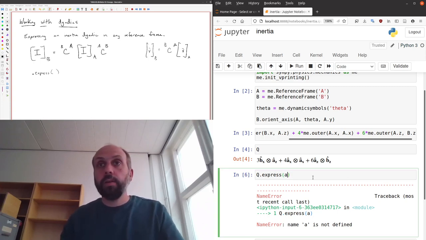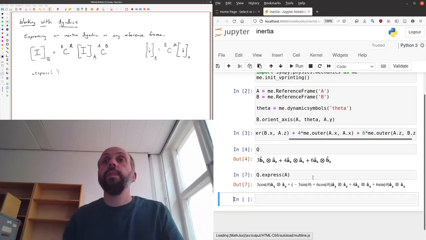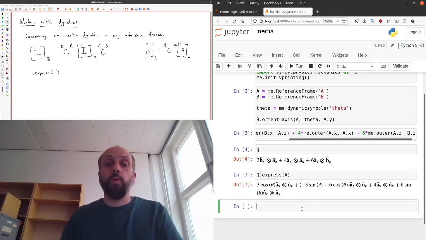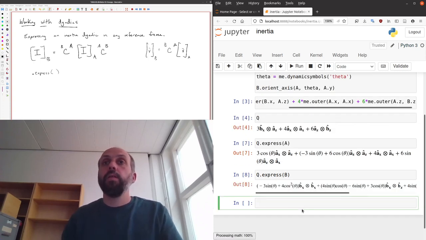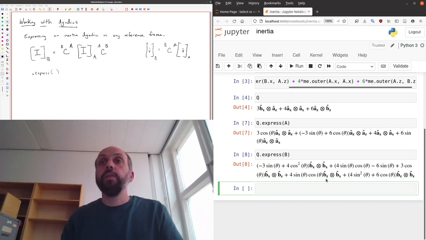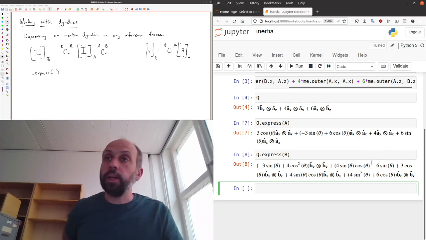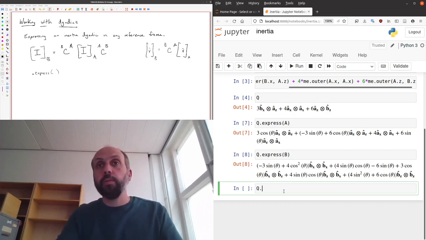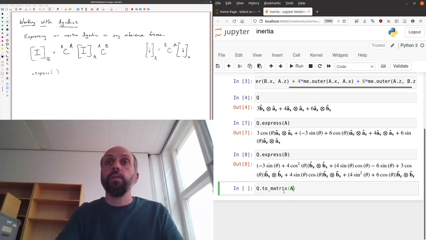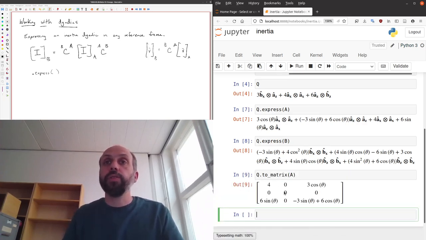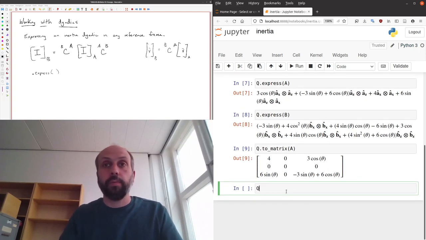We have caps lock on in terms of A. Okay, or B in that case. And that gives me the two versions expressed only in the unit dyads of that particular reference frame. Similarly, if I use the two matrix method, just like we had with vectors, you can see that in this matrix form.